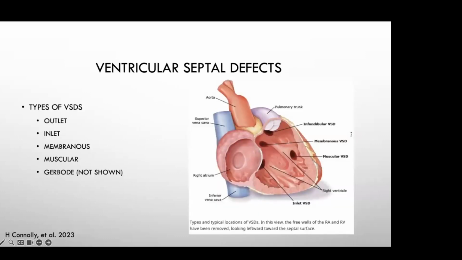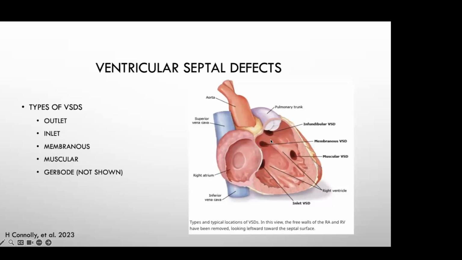And so here we see the location of each of these types of VSDs, if you were to remove the free wall of the right ventricle. First you get outlet, or infundibular, subarterial, supracrystal VSDs close to the aortic and pulmonary valves. From a deficiency of the crista supraventricularis, which is this ridge here, you can get inlet or AV canal defects located more inferiorly near the opening of the tricuspid valve and the mitral valve.